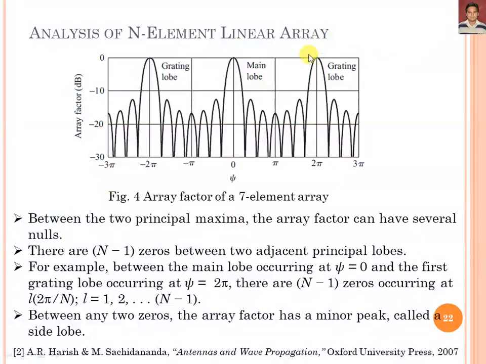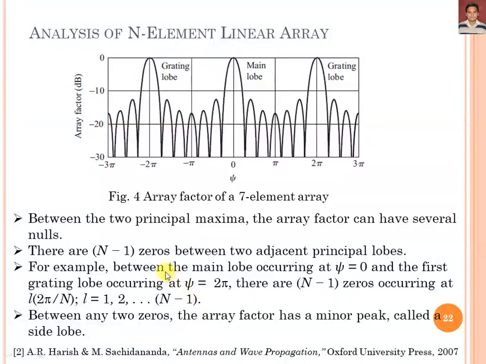Between the two principal maxima, the array factor can have several nulls, N minus 1 nulls will exist, because one is the maxima and the remaining are the nulls between the adjacent principal lobes. So we can say N minus 1 nulls will exist in an N element array. For example, between the main lobe occurring at psi equal to 0 and the first grating lobe occurring at psi equal to twice pi, there are N minus 1 zeros occurring at l times 2 pi by N, where l is equal to 1 to N minus 1.